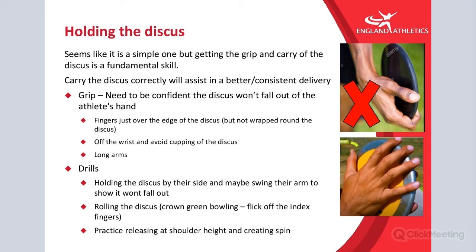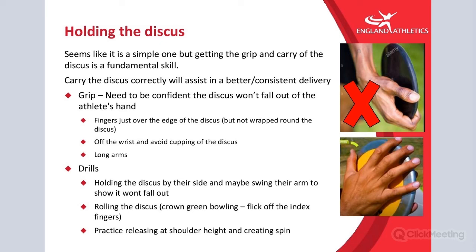The biggest thing you'll often see, especially with people who've never thrown it before, is they're scared to drop it, so they hook the fingers around it, they bend the wrist, and they keep their arms short. That's really away from where we want them to be, which is to get that nice flick off the fingers. So what I tend to do is a few drills to get them comfortable holding the discus and confident that it's not going to fall out.